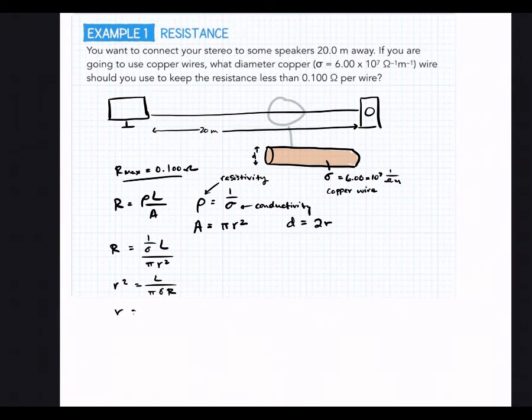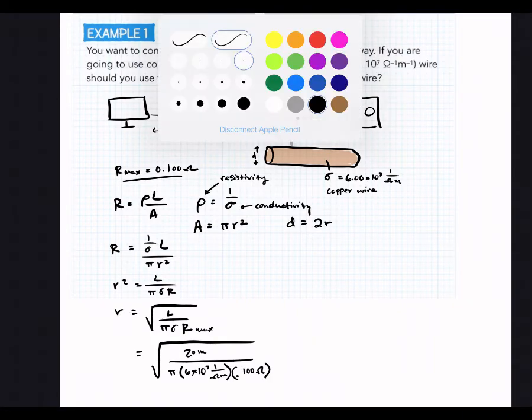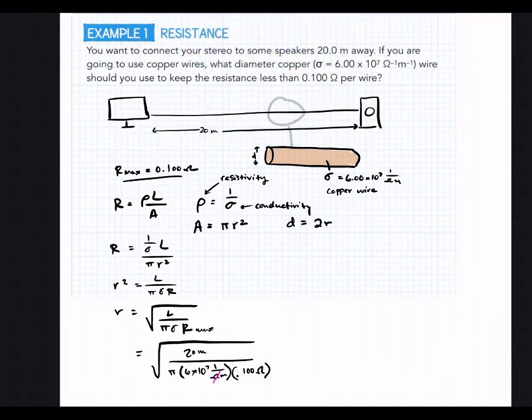And then r is equal to the square root of L over pi sigma R. So we can plug in some numbers. This is 20 meters, divided by pi times sigma, that's 6 times 10 to the 7th, 1 over ohm meters. And then our resistance, which is our max resistance, which is 0.100 ohms. All right, so just to double check our units, you can see that this is going to cancel.